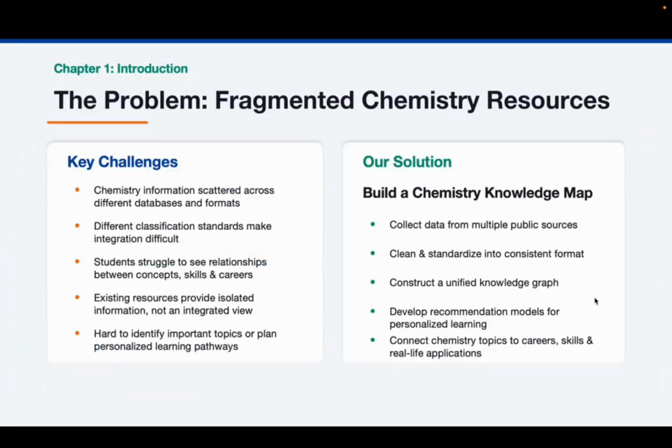Chemistry information is scattered across databases using different formats and standards. Students cannot easily see connections between concepts, skills, and careers. Existing resources provide isolated information with no integrated view. So this project builds a chemistry knowledge map using knowledge graph and network analysis to link concepts, occupations, skills, and real-life applications into one connected framework.